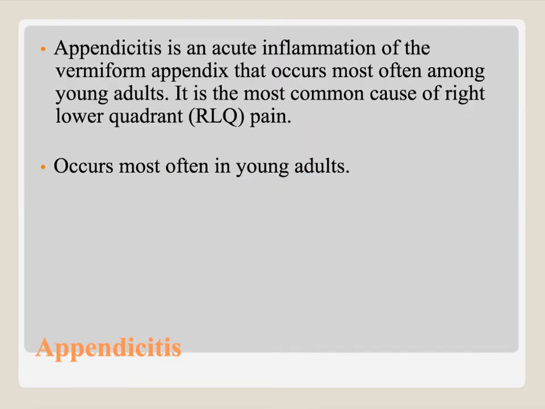Appendicitis is a common acute inflammation of the appendix. It does occur most often among young adults. It is the most common cause of right lower quadrant pain. And it's the right lower quadrant because if you reviewed your anatomy and physiology of the GI system, you know that the appendix usually extends off the proximal cecum of the colon, which is just below the ileocecal valve. And so anatomically, that structure lays in your right lower quadrant. So that's where the pain is initiated there.